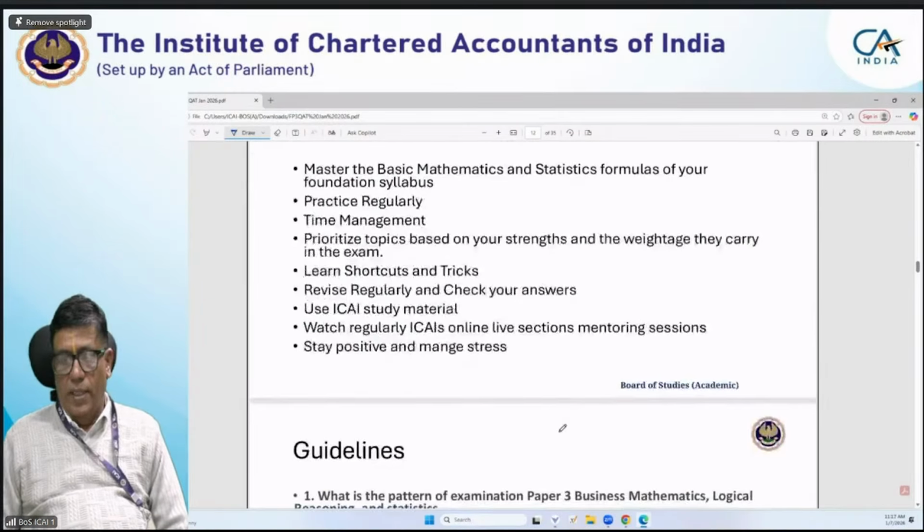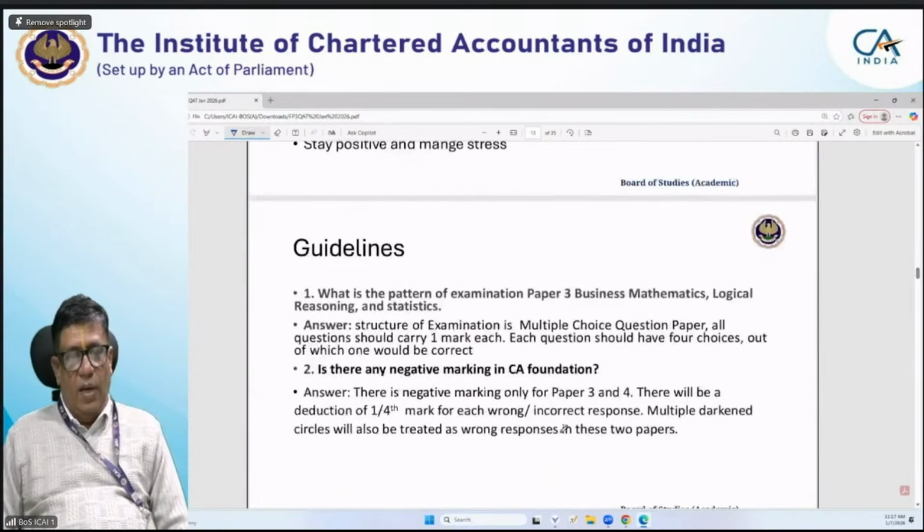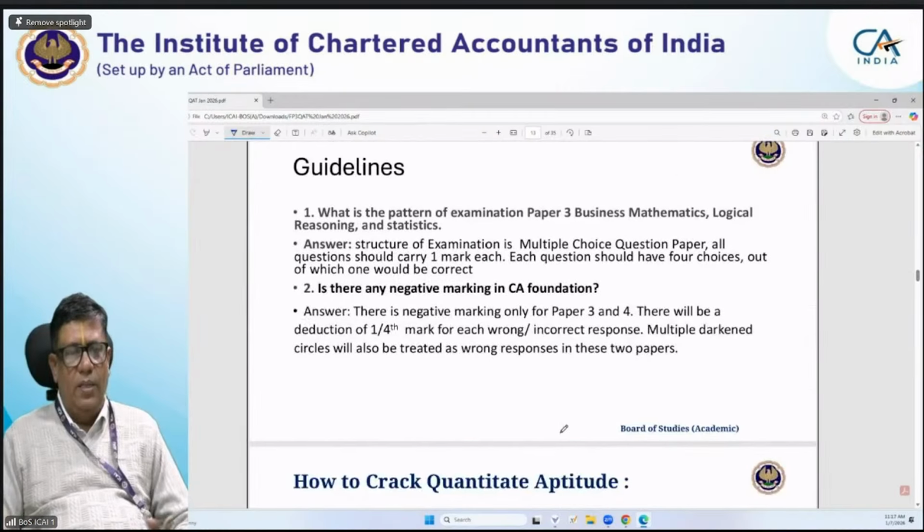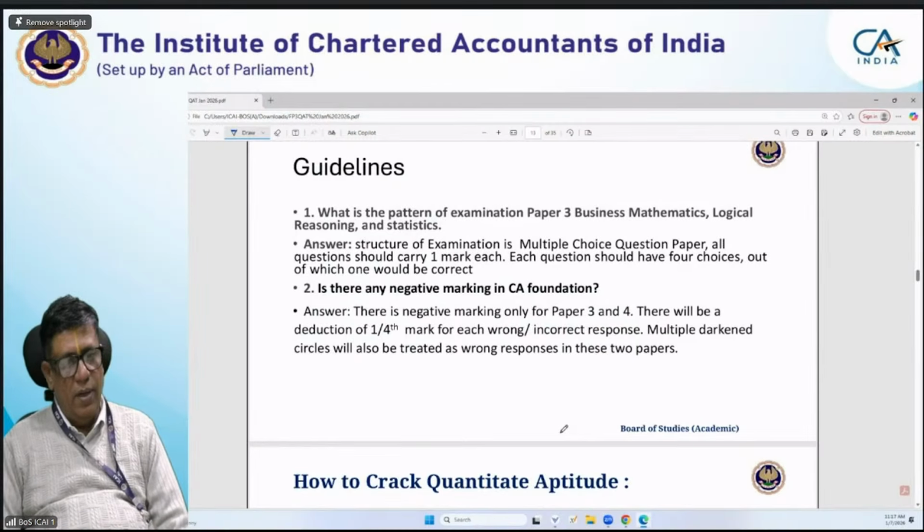Next one is what I want to convey. These are just guidelines only. What is the pattern of examination of Foundation Paper 3, which you already know about? This paper is a multiple choice question paper, an MCQ paper, with objective type questions. All questions carry 1 mark each. Each question has 4 choices, out of which one is correct.